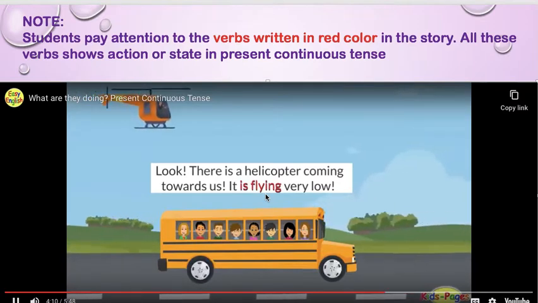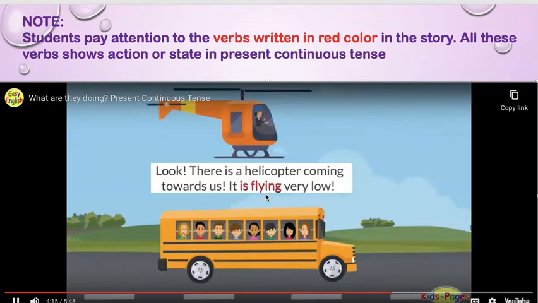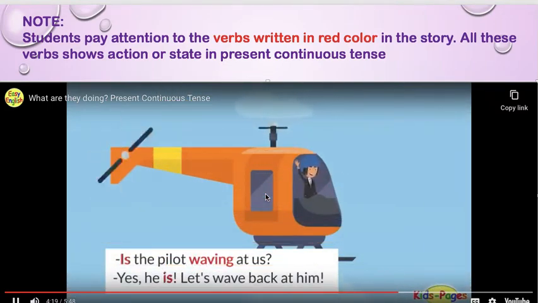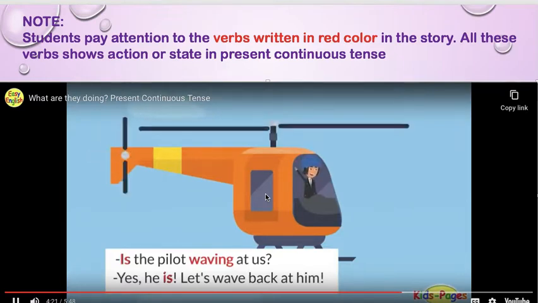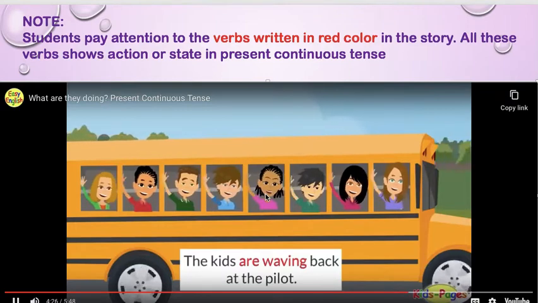Look! There is a helicopter coming towards us. It is flying very low. Is the pilot waving at us? Yes, he is. Let's wave back at him. The kids are waving back at the pilot.